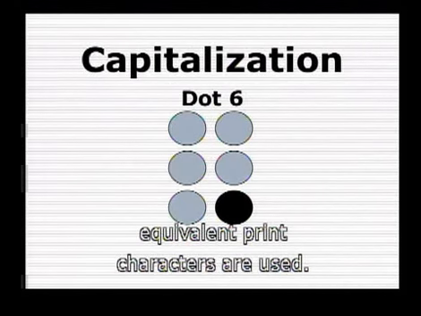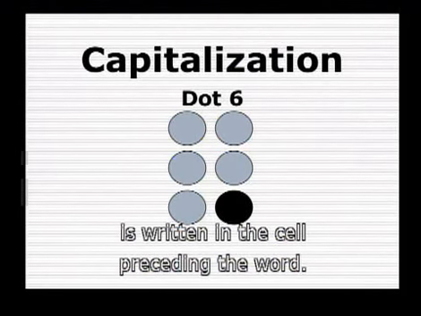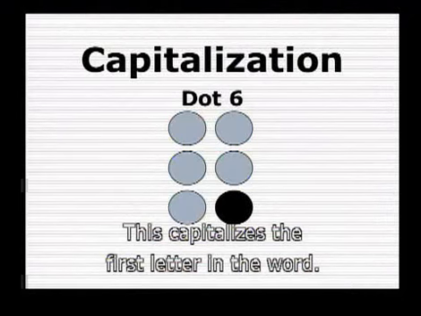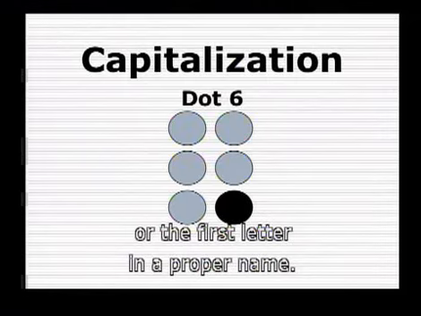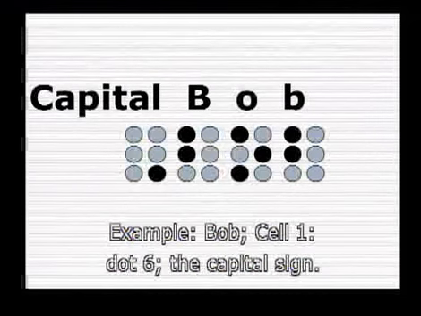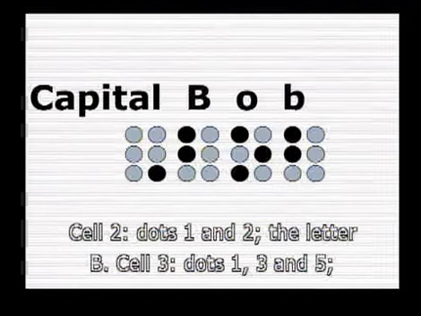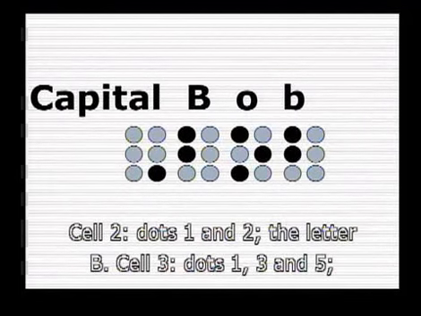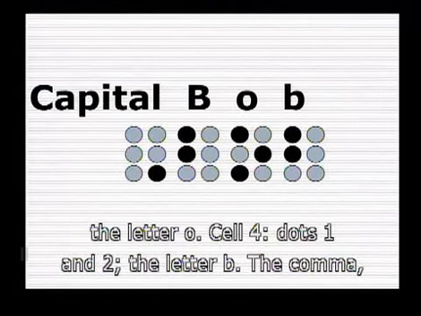The capitalization sign, dot 6, is written in the cell preceding the word. This capitalizes the first letter in the word. Use this to capitalize the first word in the sentence, or the first letter in a proper name. Example, Bob. Cell 1, dot 6, the capital sign. Cell 2, dots 1 and 2, the letter B. Cell 3, dots 1, 3, and 5, the letter O. Cell 4, dots 1 and 2, the letter B.